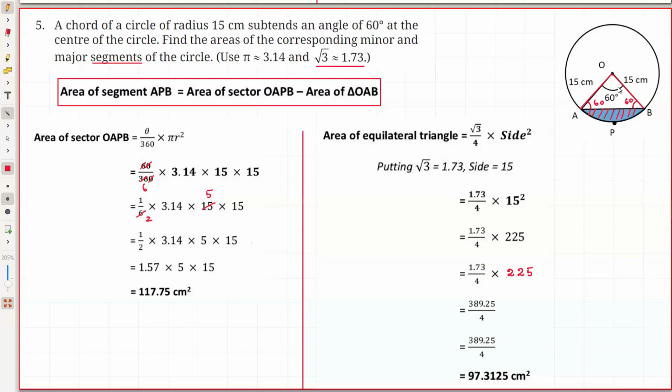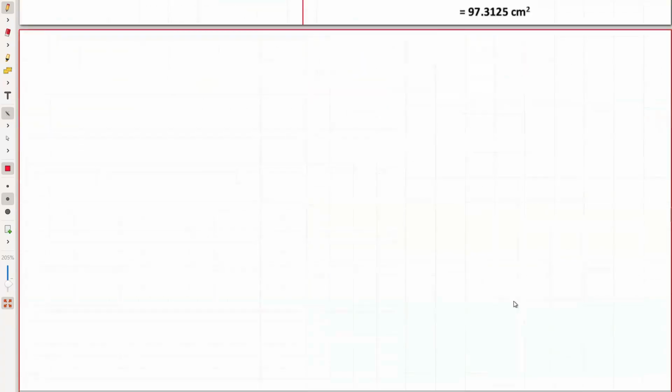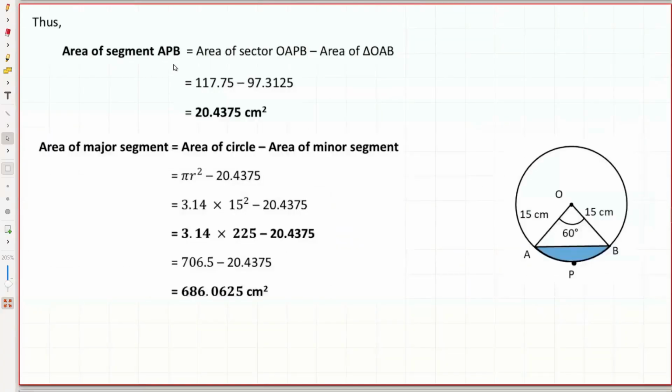Area of the segment means area of the sector minus area of the triangle. Let me subtract, so we'll be getting the answer. Area of the segment is equal to area of the sector minus area of the triangle. Area of the sector we found is 117.75 minus area of the triangle 97.3125. Just subtract, we will be getting 20.4375. That is the answer, the area of the segment, this segment portion.